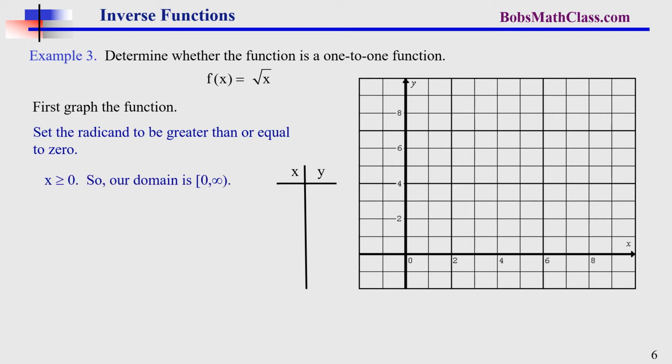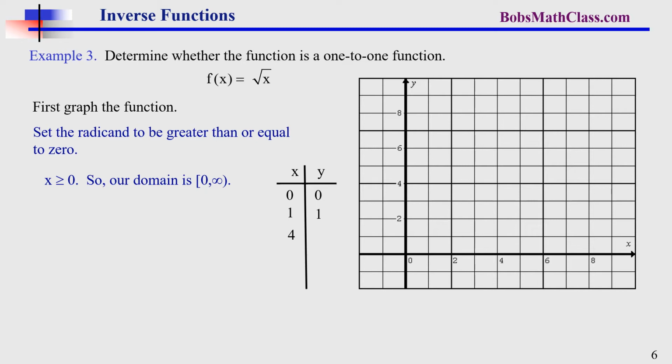Well, that just gives us x is greater than or equal to 0, so our domain is from 0 to infinity. So let's pick some points. We could pick 0. If we pick 0, what do we get? 0, right. Square root of 0 is 0. 1 would be another good value to choose because the square root of 1 is 1. So we're picking numbers that are in the domain and working it out.